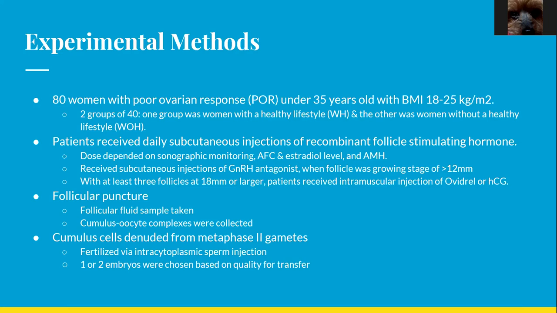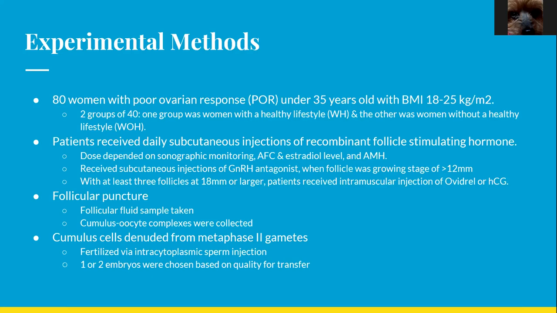So those are the eggs, in addition to some extra cells around the eggs. And then the cumulus cells, they had to denude them from metaphase two gametes. So they just had to pull apart the gametes from those cumulus cells. And they didn't actually use IVF. They used this thing called ICSI.